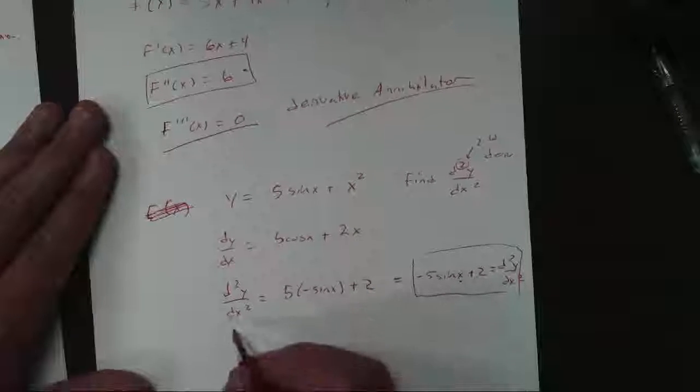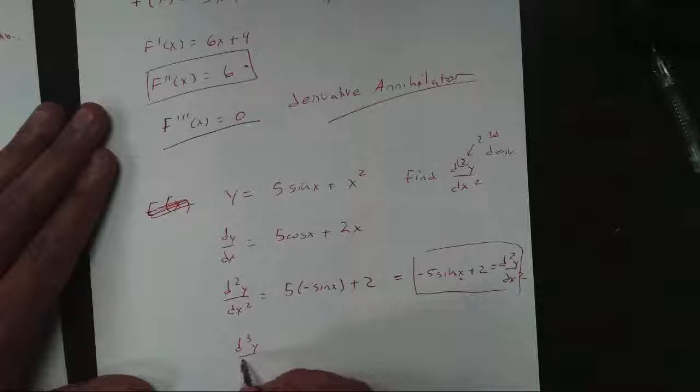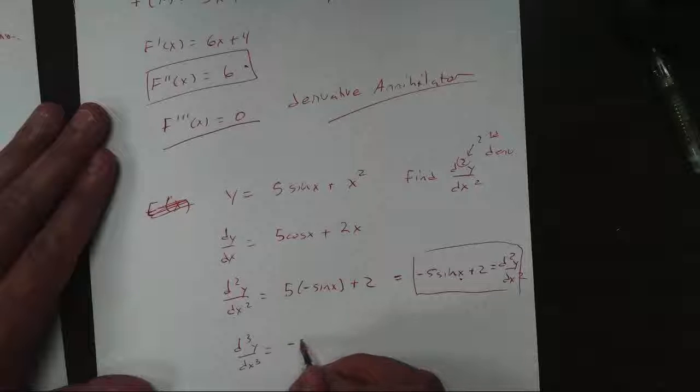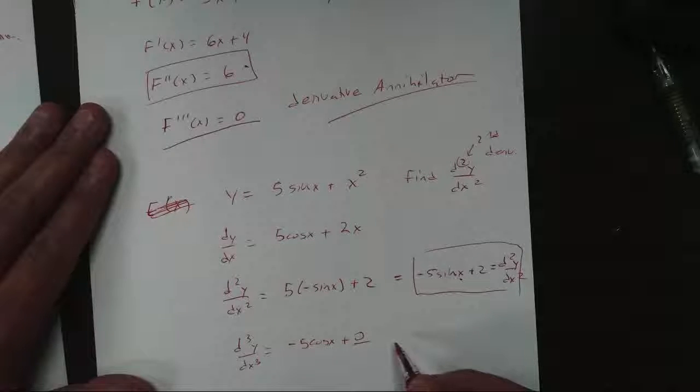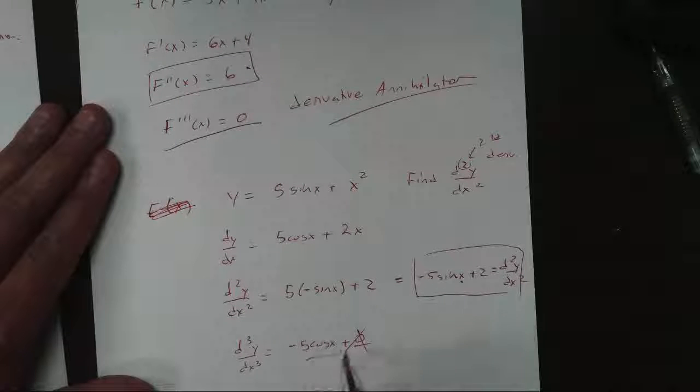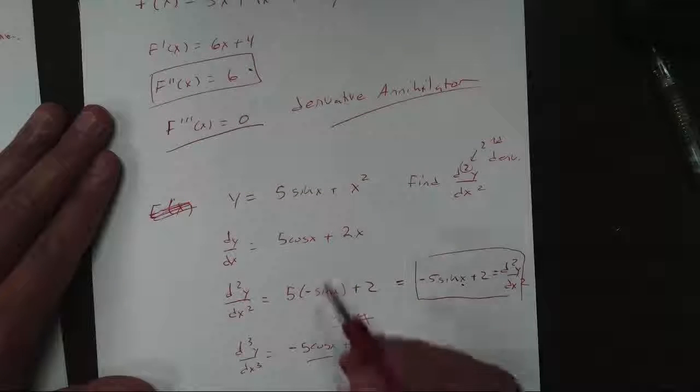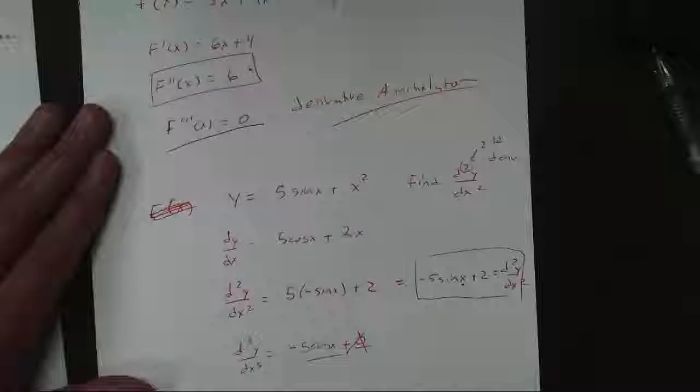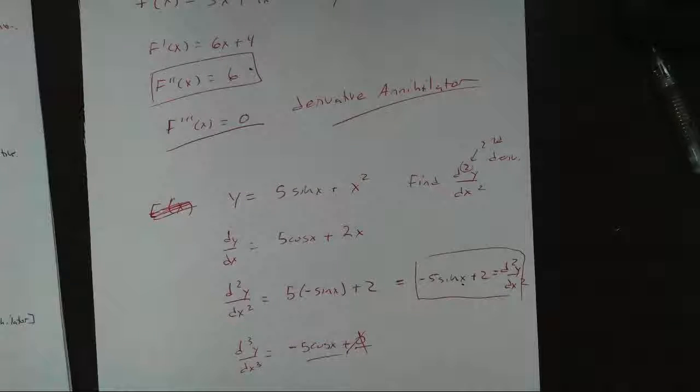But if I keep going, let's find the third derivative. This becomes negative 5 cosine of x plus 0. Now notice this gets annihilated. Gone. But cosine does not. It just repeats itself. Cosine and sine repeat themselves. They cannot be annihilated. So anyway, that's the rest of the unit.